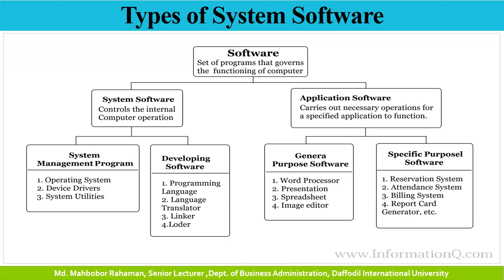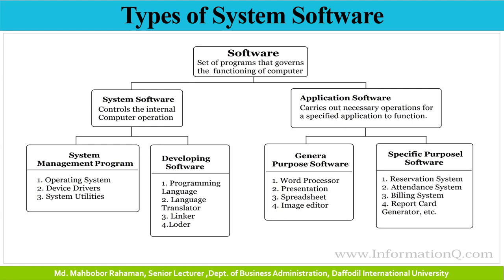On the other side, there is application software, which is software needed by the end users. Generally, the users of the computer use application software. System software is divided into two main categories: one is system management software and the other is developing software.